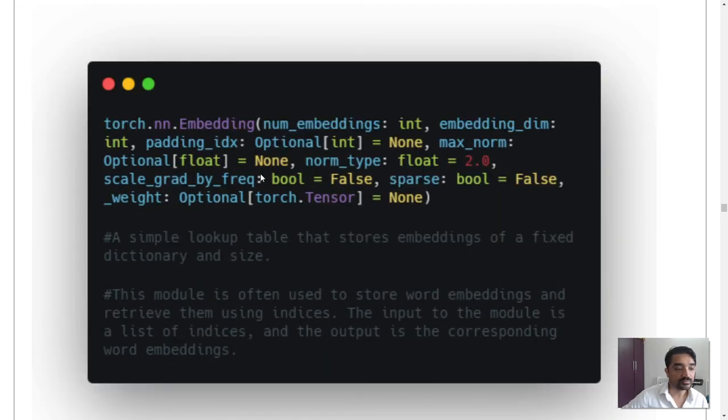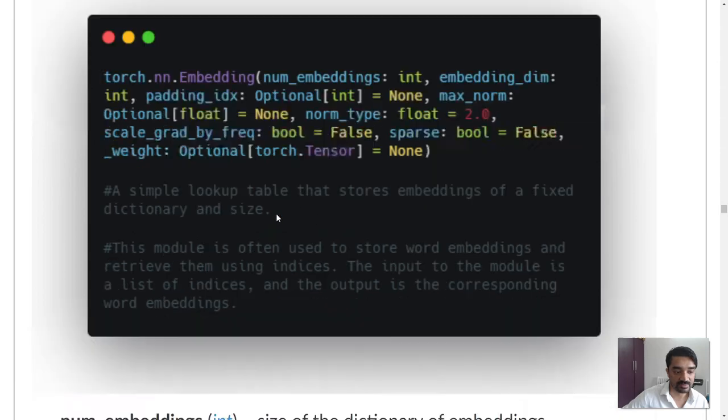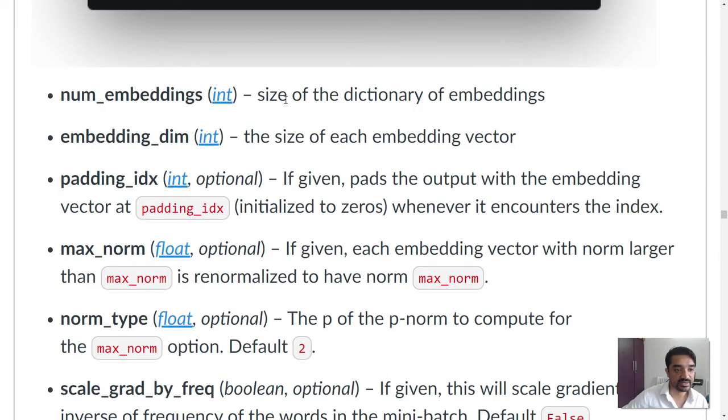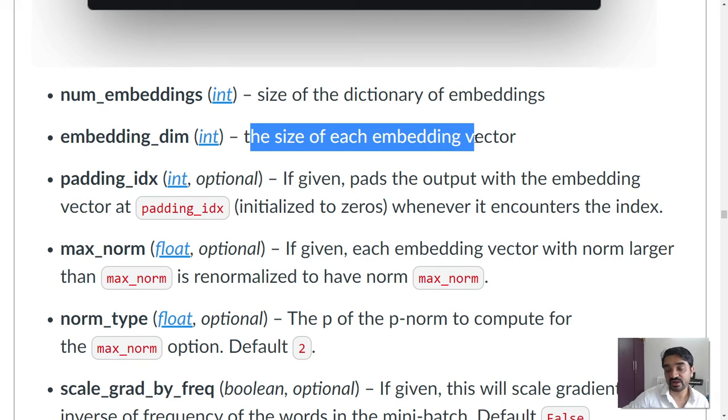Now, this is what we have in PyTorch. We have torch.nn.Embedding, and then we have num_embeddings, an integer, and embedding_dim. Then we have padding_idx, which we're going to discuss later on. Then we have optional int, which we're going to look at, and max_norm, optional, and so on. What are these? num_embeddings is the size of the dictionary of the embedding. How many words are there in the dictionary? Then we have embedding dimension. What is the size of each embedding vector? 100 dimensions, 256, 512.